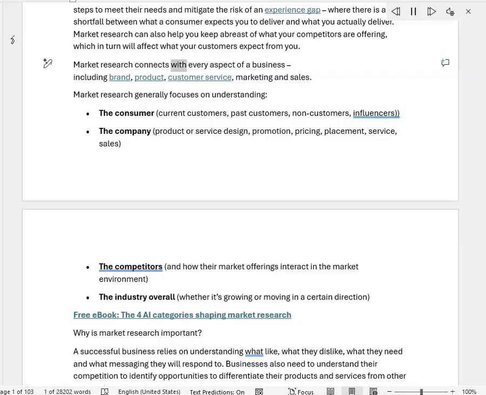Market research connects with every aspect of a business, including brand, product, customer service, marketing, and sales. Market research generally focuses on understanding the consumer: current customers, past customers, non-customers, influencers. The company: product or service design, promotion, pricing, placement, service, sales. The competitors, and how their market offerings interact in the market environment. The industry overall, whether it's growing or moving in a certain direction.